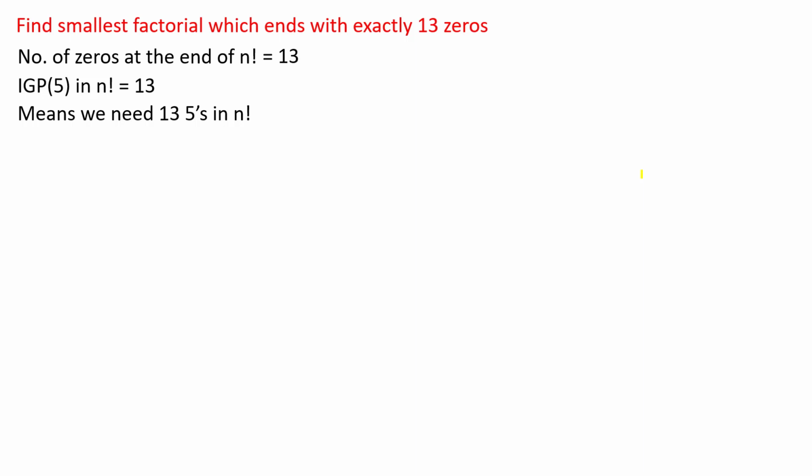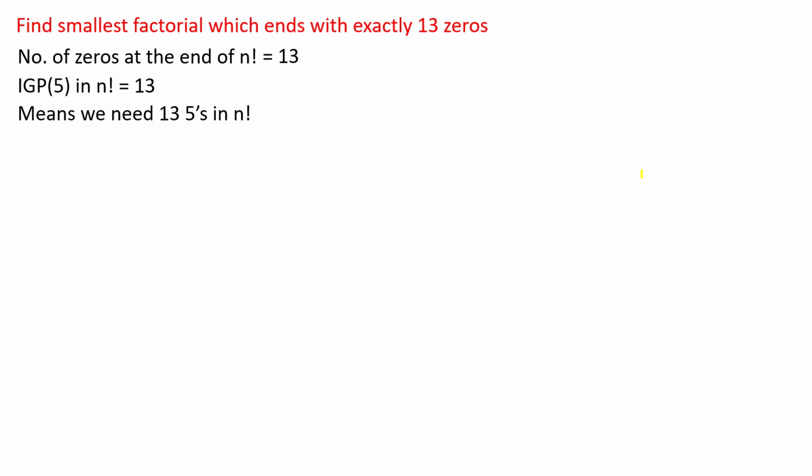Now we know that multiple of 5 comes after every 4 numbers. Take any two multiple of 5s. Let's take 10 and 15. How many numbers are there in between 10 and 15? There are 4 numbers in between 10 and 15. So from this we can see that multiple of 5 comes after every 4 numbers.